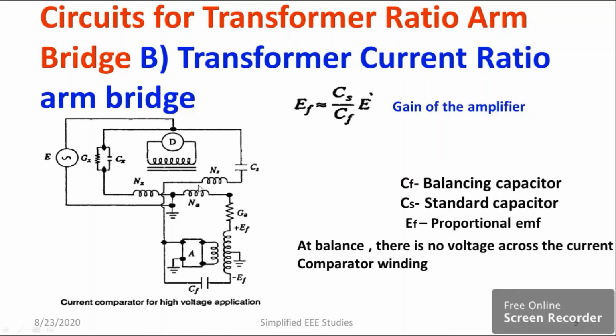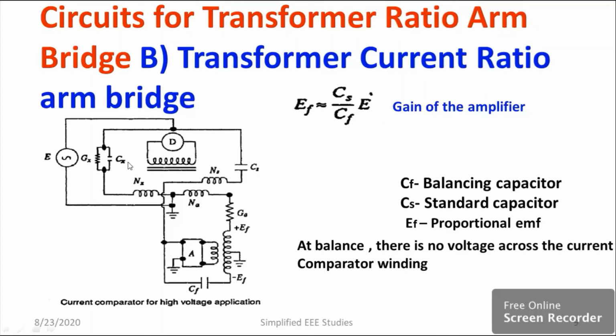As I informed you, we need to add one amplifier circuit, so that you will be getting the better reading. Here you have to consider the gain of the amplifier. You can calculate the gain of the amplifier, that is equal to Cs divided by Cf into E. So what is E? E is representing proportional EMF, Cs is the standard value of capacitor, and Cf is the balancing capacitor. So gain has to be considered while doing the design.